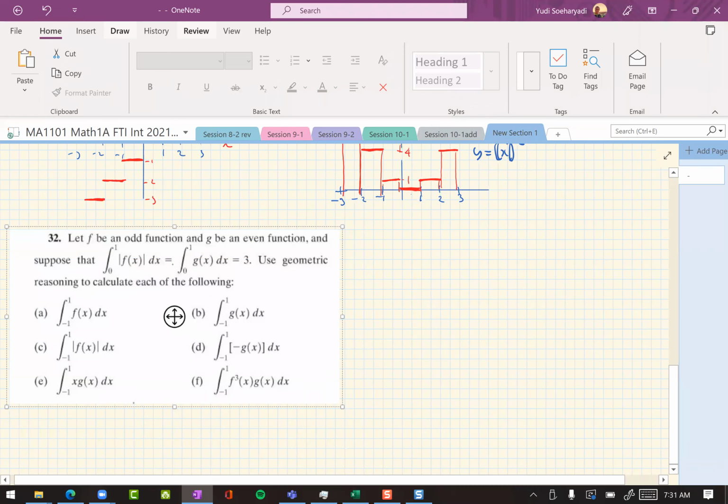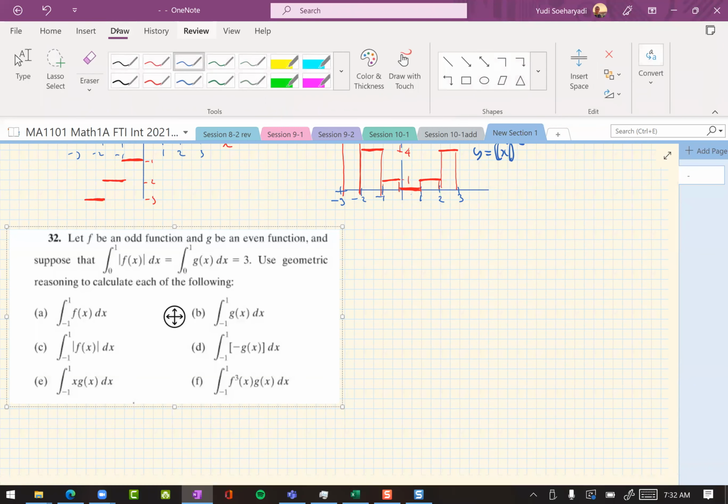Let f be an odd function, g be an even function. And suppose the integral from 0 to 1 of the absolute value of f, and of g, is 3. Now use geometric reasoning to calculate each of the following. So let's see, let's do A. A here is the absolute value, from -1 to 1.